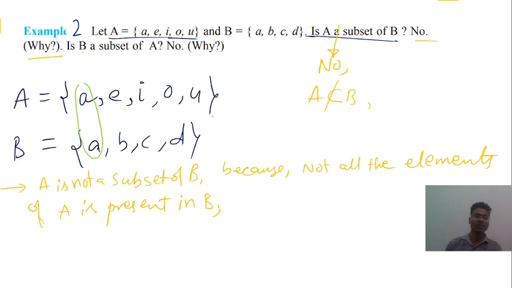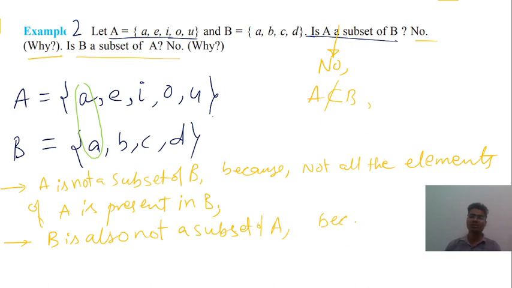Okay, is B a subset of A? B is also not a subset of A. We'll write that B is also not a subset of A. Why? Because all the elements of B are not present in the set A.